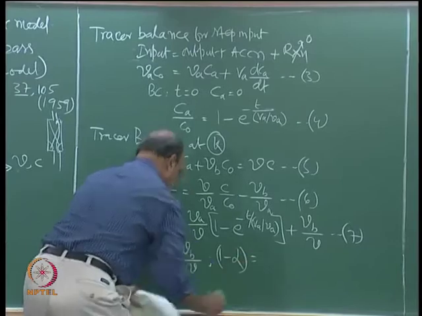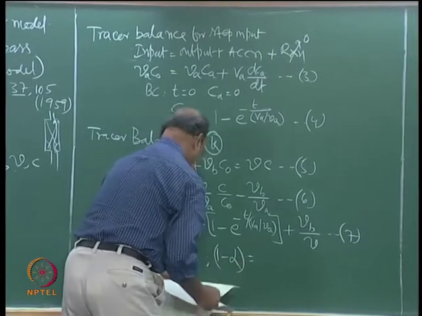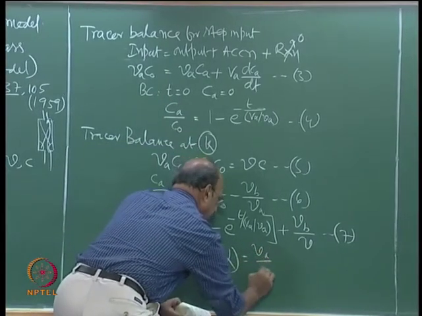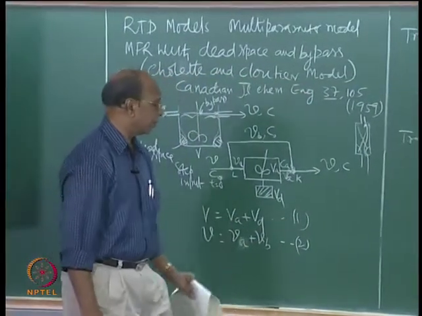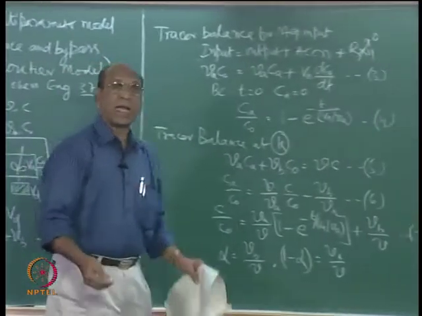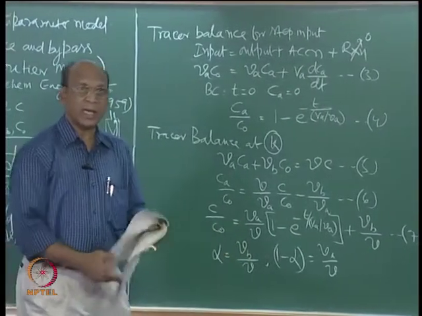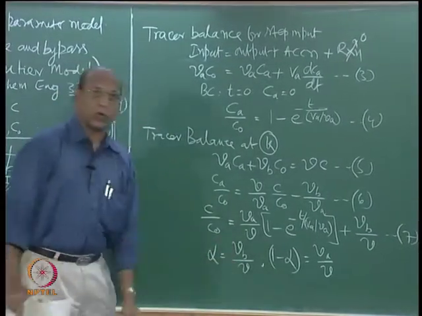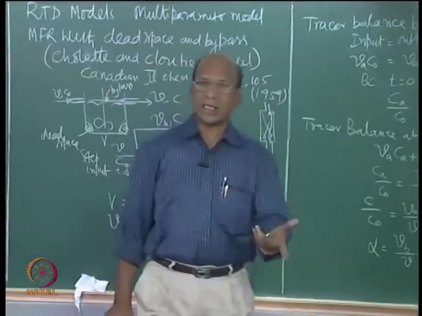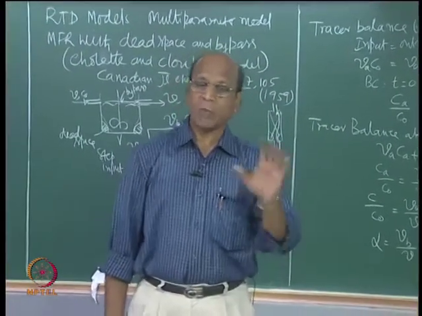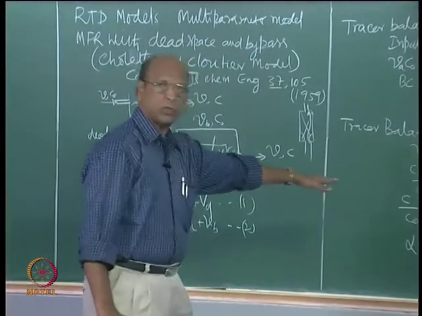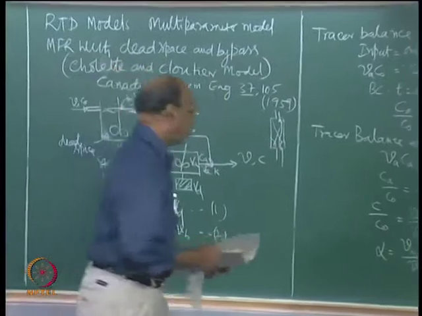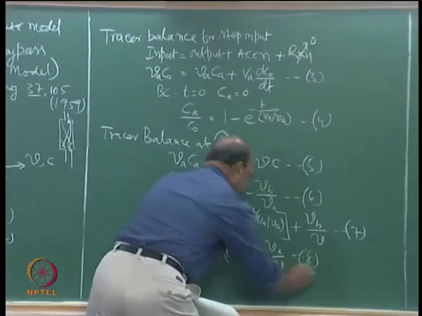So, 1 minus alpha will naturally be V A by V. Abhishek, you are telling something? Percentage of bypass, yes, fraction of bypass. Okay. So, if V B by V equals 0.1, then I can say that I have 10% bypass. So, alpha equal to 0.1 means 10% bypass. The remaining is what goes through the active zone. So, this one is equation 8.